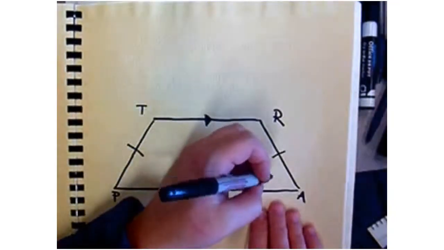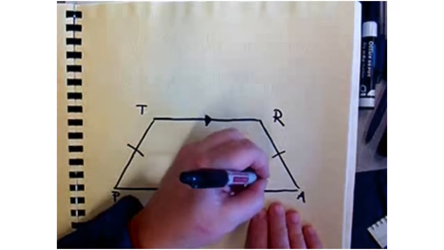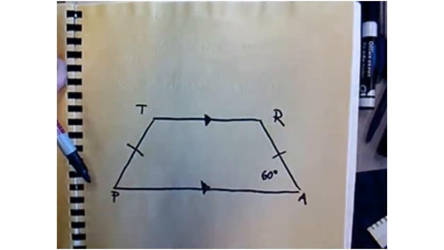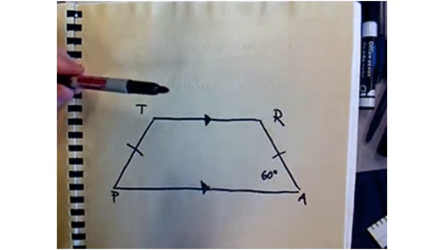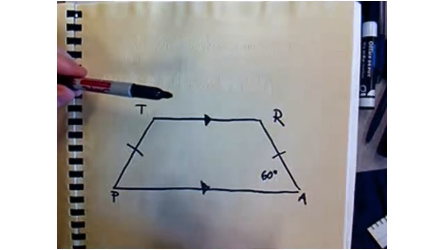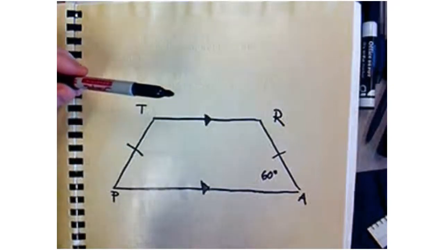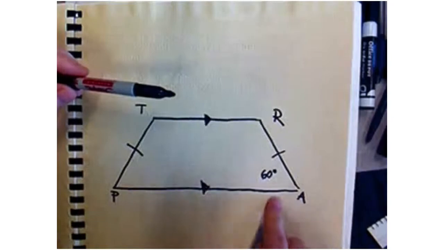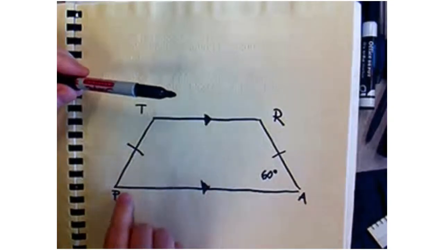At the vertex A in the interior, it's telling us that that's 60 degrees, and we have to find the measure of all the other angles. Well, using theorem 8-14, we know that a pair of base angles in an isosceles trapezoid is congruent. So if A is 60, P has to be 60.